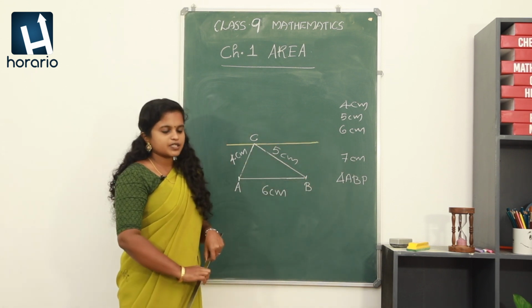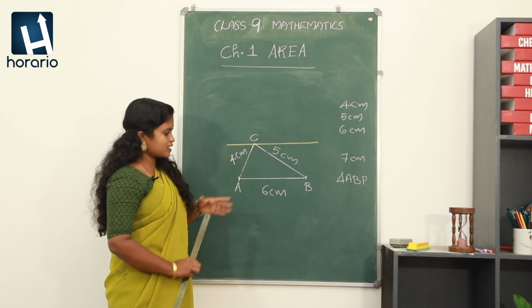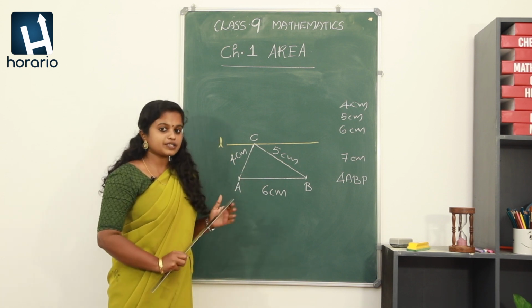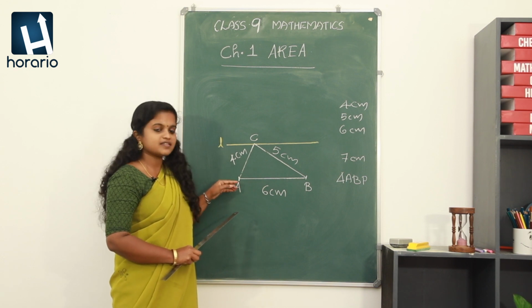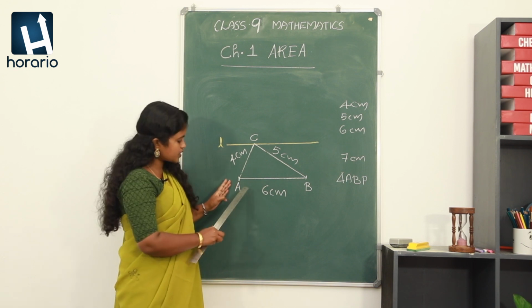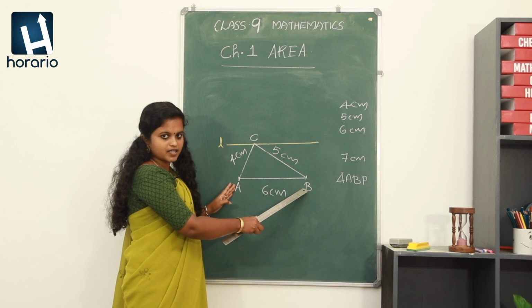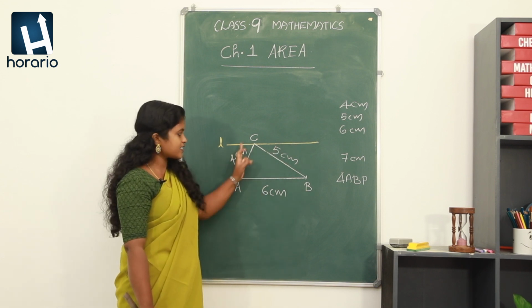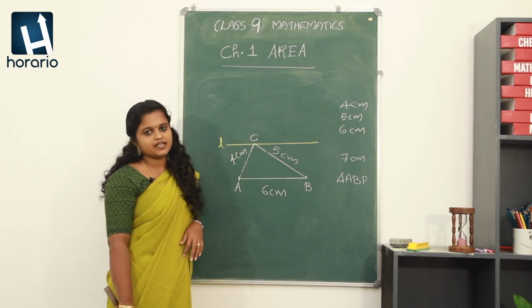Okay, so here I got a line parallel to AB, and I am naming it as L. Now according to the concept that we have learned, we can say that any triangle with base AB and the third vertex on this line will have the same area as that of the triangle ABC.